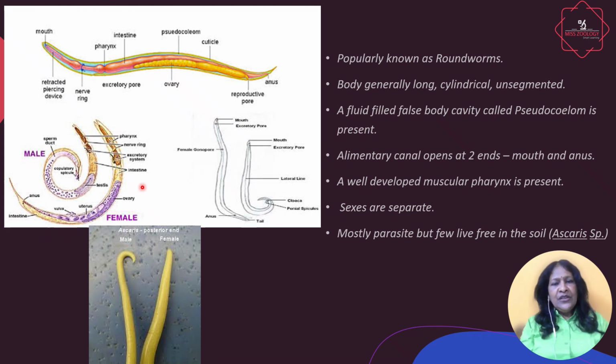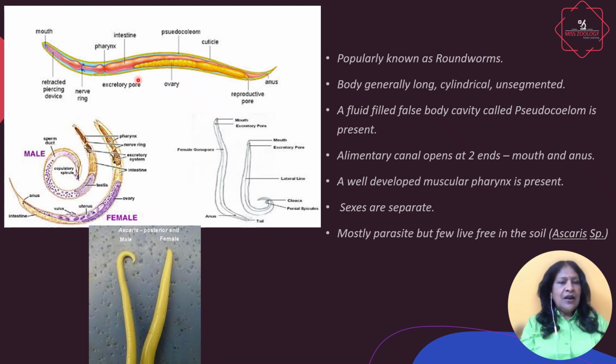Here there is a fluid that fills the body cavity, and since this cavity is not lined by mesoderm, that's why we call it pseudocoelom or false body cavity. Their alimentary canal is a little better developed. It opens at two ends, one mouth, another the anus at the rear end. They have a very well developed muscular pharynx. This is quite unique amongst these lower invertebrates.